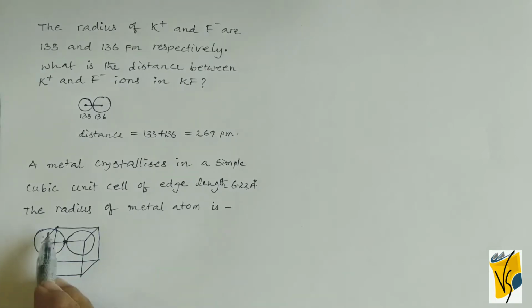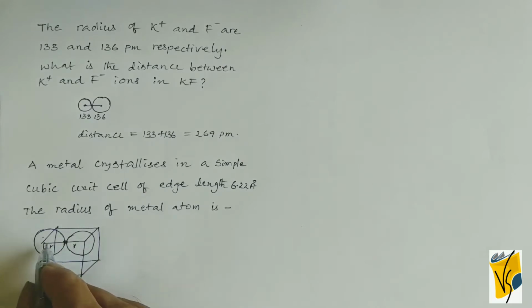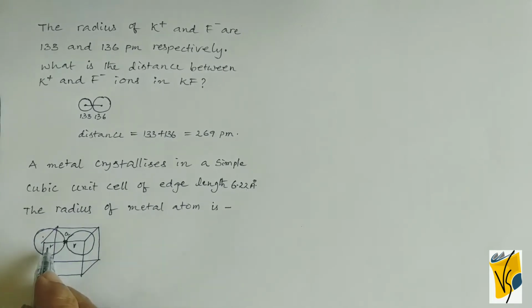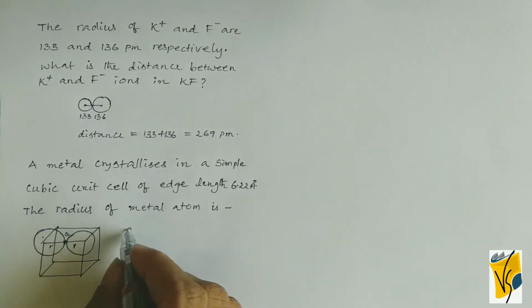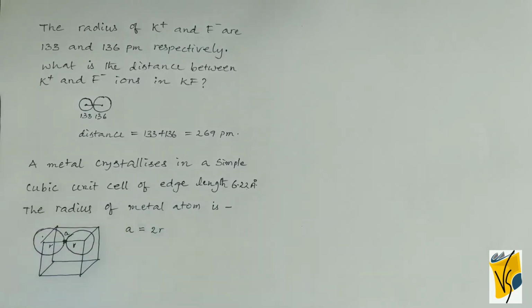Okay, so here I have shown you only one edge along with which there are 2 atoms touching each other. So if you consider the distance as r here, okay, the radius of the other atom is also r. So if you consider this distance as a, that is edge length, there are 2 radii there. So what is the relation between the edge length and radius? That is equal to a is equal to 2r.